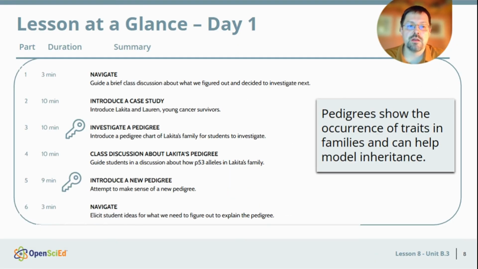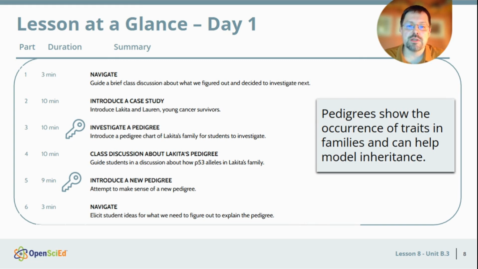More about the first part of this lesson. On day 1, we're introduced to two young women who I happen to interview who have an inherited gene mutation to their p53 gene that leads them to develop cancer at a young age. They'll share their stories. After you learn more about their personal cancer history, you'll analyze the pedigree of one of their families to investigate patterns of how this gene mutation has been passed down through generations.